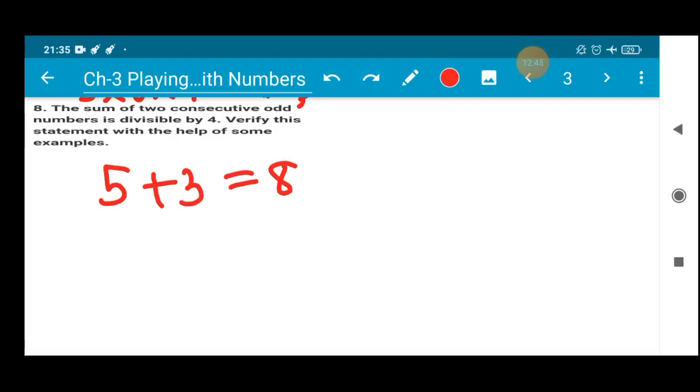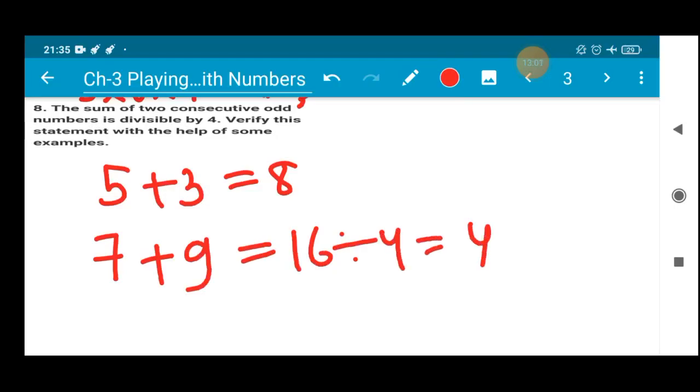Next, okay, 6 is not an odd number. So let's check with 7. 8 is not an odd number, so 9 is an odd number. 7 plus 9 is 16. So even this 16 is divisible by 4. 4 fours are 16. Yes. So now this is our next example.